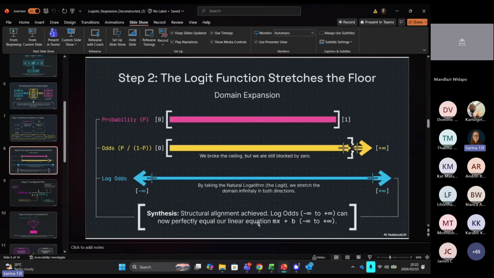That is why we need this, so we can have this linear equation that we can shove into sigmoid. And that linear equation needs to handle values from negative infinity to positive infinity.